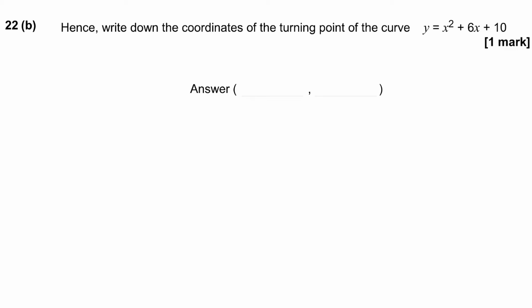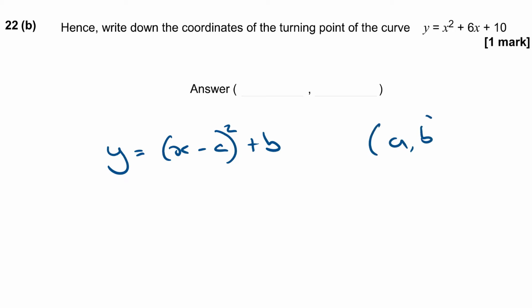22b says, hence write down the coordinates of the turning point of the curve y equals x squared plus 6x plus 10. Now you notice that's the same expression as we had in part A. Now, if I have an equation of the form y equals x minus a all squared plus b, then that will have a turning point of (a, b). So that would be the point there on the graph.